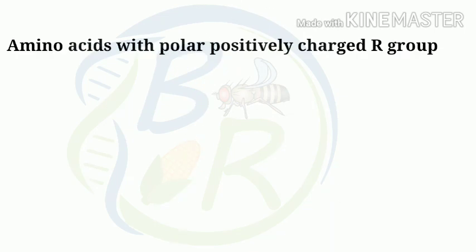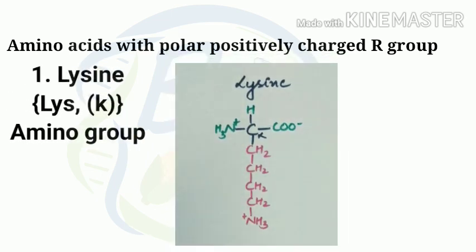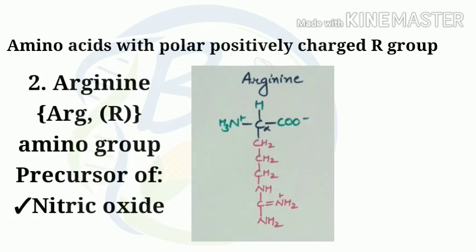Now let's move towards the next category, which is the polar positively charged amino acids. First in this case is lysine. Lysine has a terminal positively charged amino group. That is why it is under the category of positively charged amino acids. And lysine is known to have the longest carbon chain. Another positively charged amino acid is arginine. Arginine also has a terminal amino group.